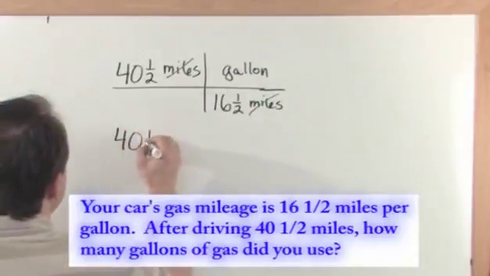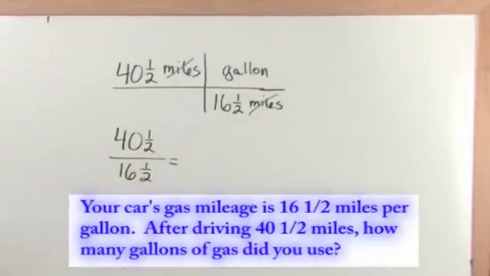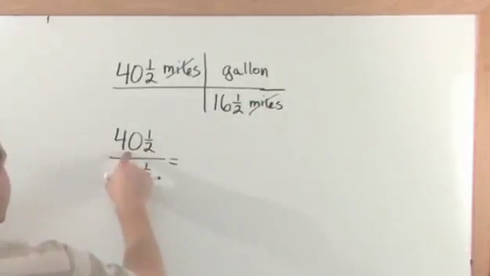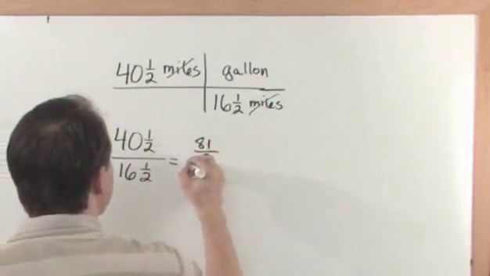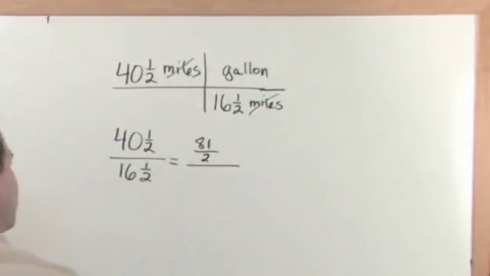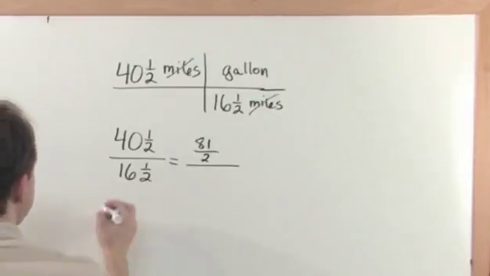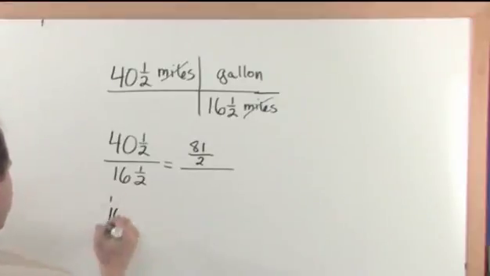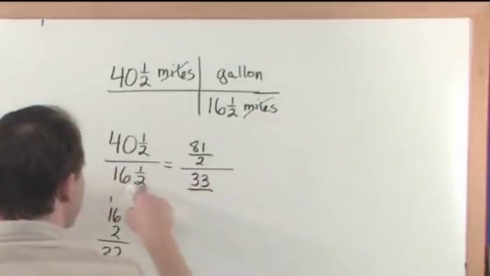So I have 40.5 divided by 16.5. The first thing I'm going to do is convert this to an improper fraction. 2 times 40 is 80, plus 1 is 81, and I do it over 2. And I'm dividing it by 16.5, so I'm going to convert this. 16 times 2 is 32, and if you need proof of that, 6 times 2 is 12, carry the 1, 2 times 1 is 2, plus 1 is 3. So 16 times 2 is 32, plus 1 is 33 over 2.